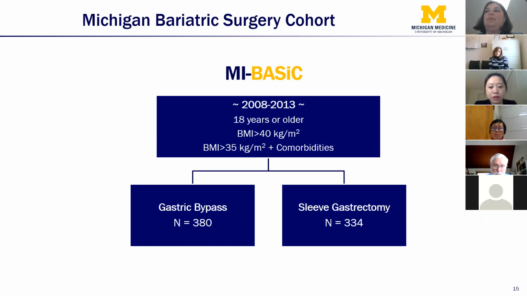We have almost equal number undergoing the two surgeries during this time, 380 in gastric bypass group and 334 in sleeve gastrectomy group. However, I have to remind you that the proportion of the patients who underwent bypass and sleeve gastrectomy was changed as time went on. There were more bypass done at the beginning, while after 2012, sleeve gastrectomy has become the predominant surgery type. Next, please.